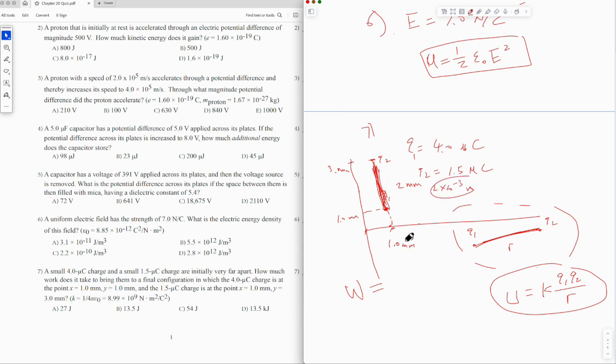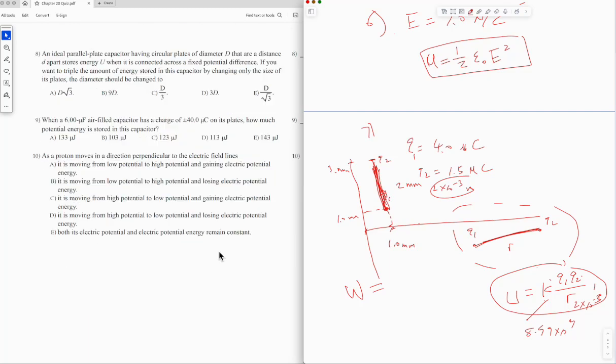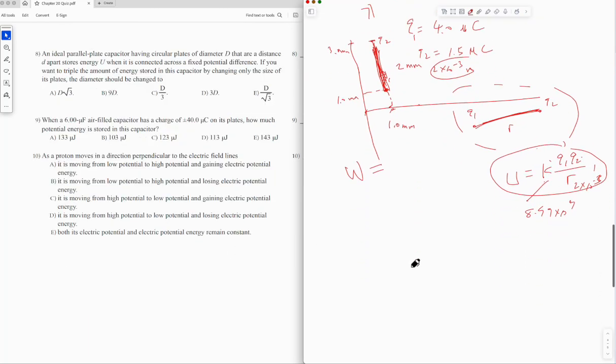Because this is a 1 and a 3, plug into this equation: Q1, Q2, K, where K is 8.99 times 10 to the power 9, and the separation is 2 times 10 to the negative 3. Just plug in the numbers, whatever they are. Number 8.